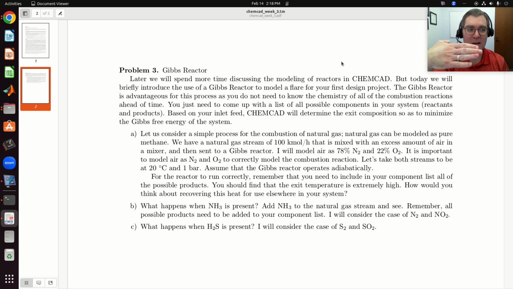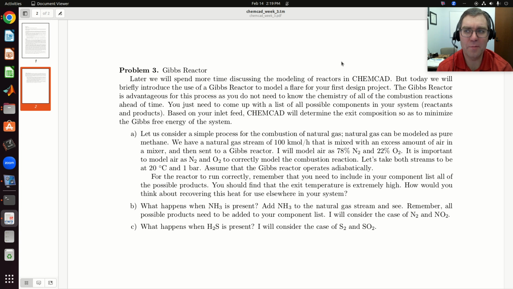So based on what's going in, it'll try and determine the composition of my product stream so that it minimizes the Gibbs free energy of my system, right? Which is why it's a Gibbs reactor. So it's nice in that I don't need to define the stoichiometry, so I don't need to define my reactions whatsoever. I need to specify what's going into the reactor, which I should know, and then my component list makes sure I have all possible products that could form, and then it'll take care of the rest.